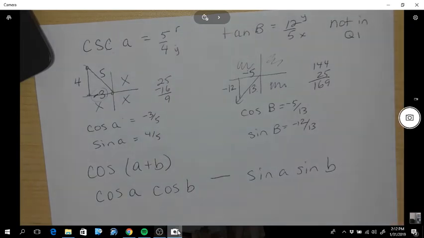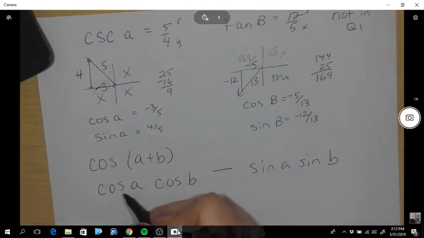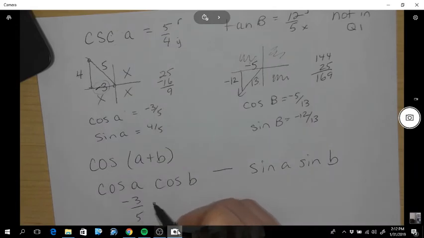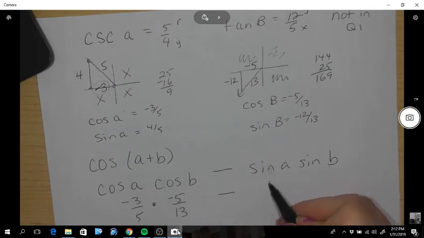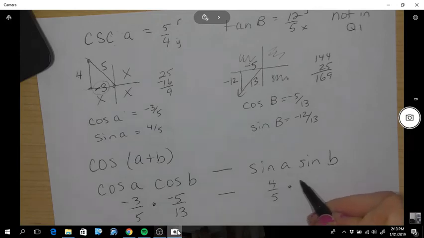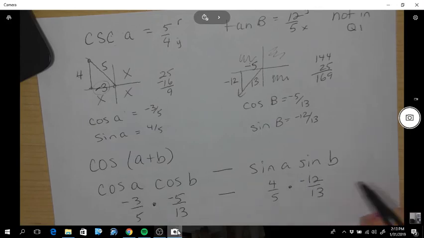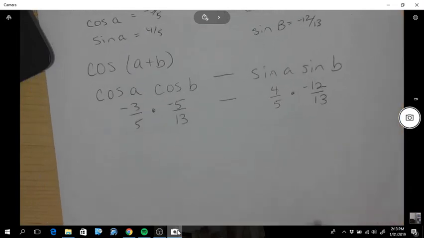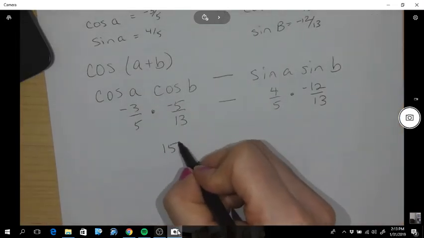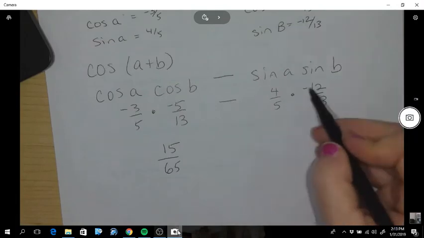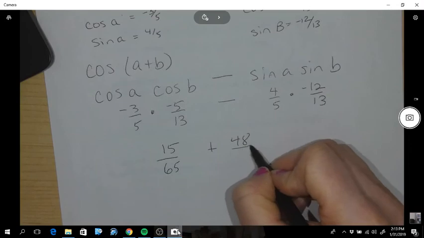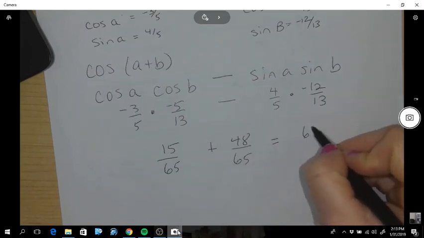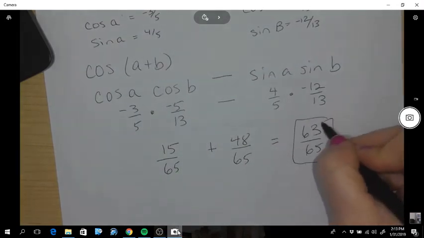Okay, so fill in those fractions. So cos A, negative 3/5 times negative 5/13, and then minus 4/5 times negative 12/13. Okay, so negative negative makes positive. Subtracting, and then this would be a negative, makes me add. So my final answer is 63 over 65.